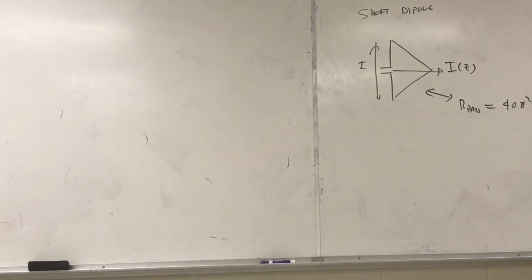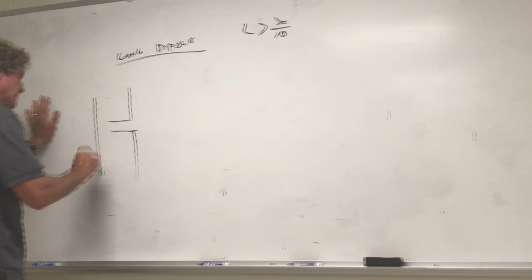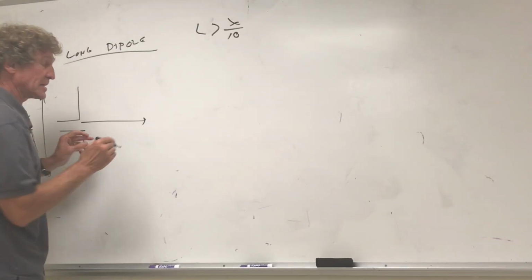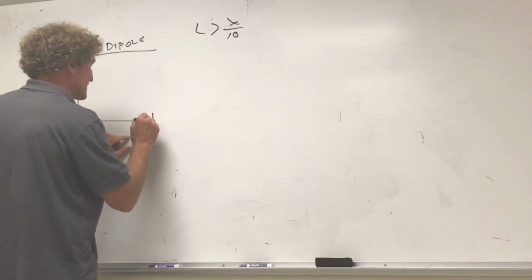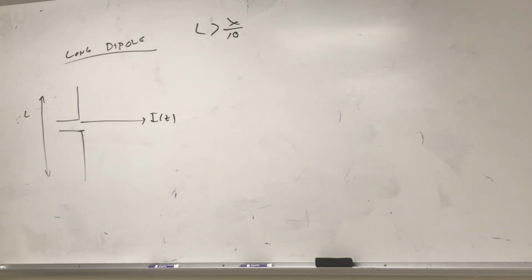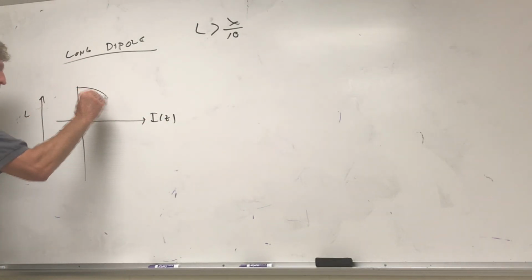So when you have a long dipole, and that's the length here, and you look at the profile of current, I did tell you this, I know I told you this: I of z is not usually a triangle. It does something like this.